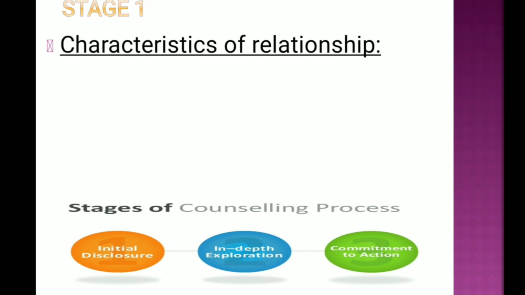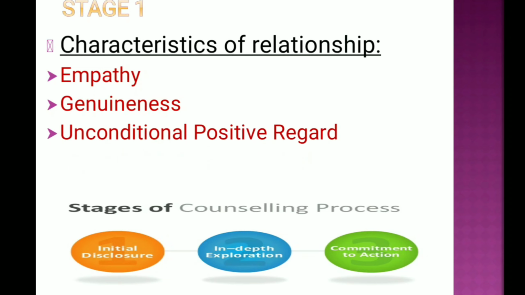Now we will discuss the characteristics of relationship. First is empathy. Understanding another's experience as your own experience. Here, the counselor will take or understand or feel the client's experience as their own experience. Next is genuineness. Genuineness basically means authenticity, or quality of truly being as you seem to be, consistent over time or dependable in the relationship. So genuineness must be there in a relationship.